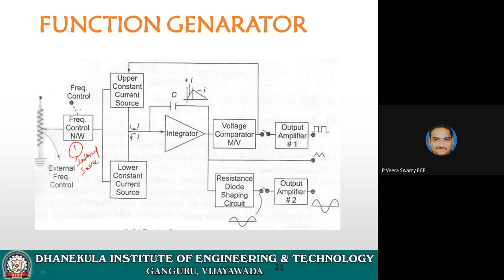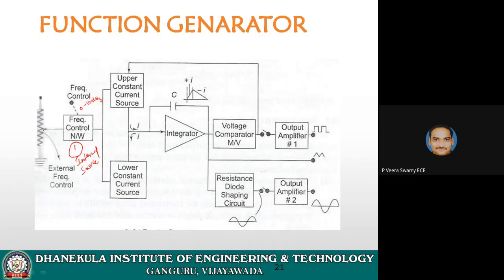For example, here the frequency is from 0 to 100 kilohertz. So using this network, we can vary the frequencies from 0 to 100 kilohertz using this frequency control. That means the frequency is generated internally, controlled and varied from the internal source. So that is the first one.